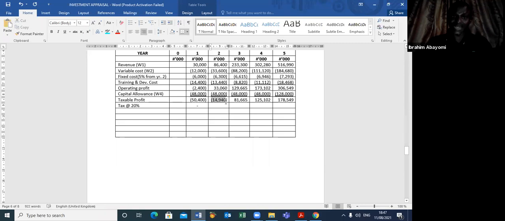Unfortunately, in year 2 again, I'm making another loss. I will not pay tax because I'm making another loss there. Because of this, my loss is now loss of 5,400 plus 14,940. That's 65,340.